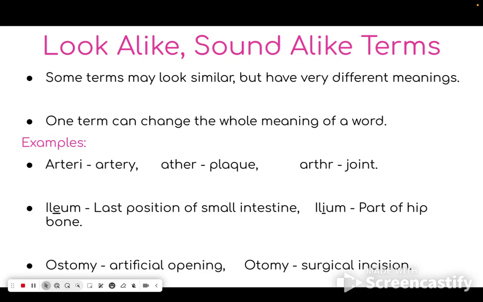Some other examples are arteri, which means artery, ather, which means plaque, and arthr, which means joint. There's also -ostomy, which is an artificial opening, and -otomy, which is a surgical incision. So these words all look very similar, but they're not used interchangeably.